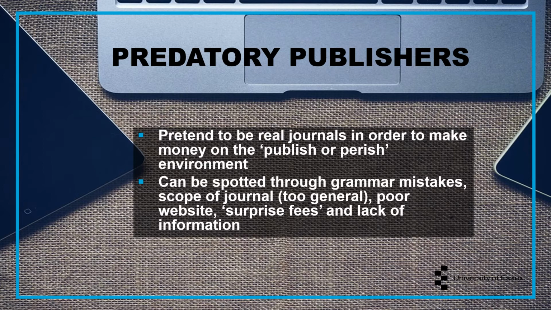Predatory publishers can be spotted through their grammar and spelling mistakes on both their emails and websites, having an unprofessional-looking website, surprise fees or lack of information, short submission to publication times, and also through the scope of the journal being too general. If you are ever concerned that a journal you are considering publishing in is a predatory journal, you can check the source on the Directory of Open Access Journals, and can also follow guidelines on Think, Check, Submit. As always, get in touch with us in the library with any queries about this.